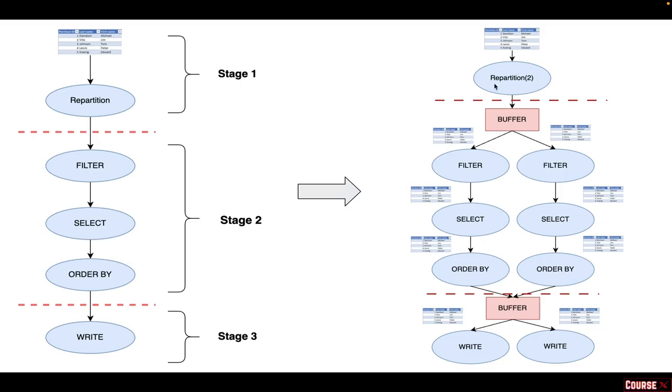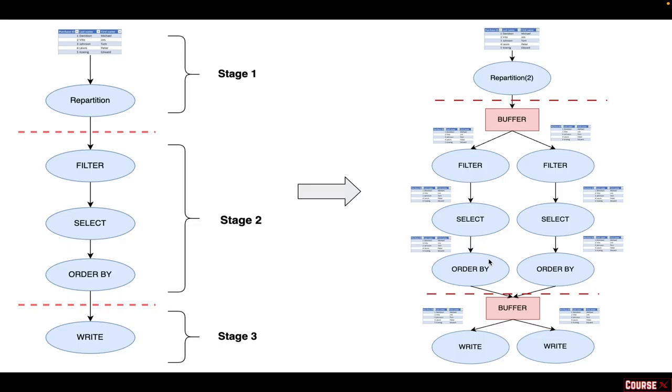Now once this repartition 2 is complete, we have 2 data partitions, partition A and partition B, let's say. Now we are applying a series of narrow transformations, that is filter, select, and after that we have order by, which is a wide transformation. We have to apply this sequence of narrow transformations on 2 data partitions. That is why Spark will generate 2 threads and execute them in parallel. So this part can be achieved in parallel.